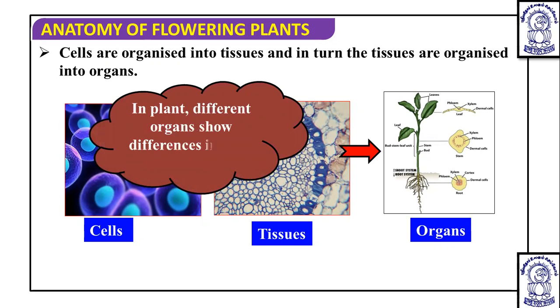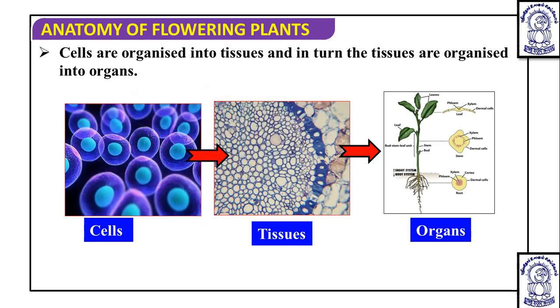In plants, different organs like root, stem, leaf, flower and fruit all show differences in their internal structure, and we are mainly focused on that part. Then we can justify the study of this chapter.